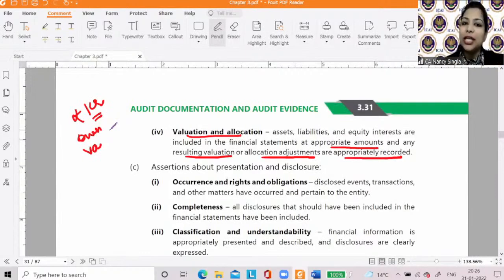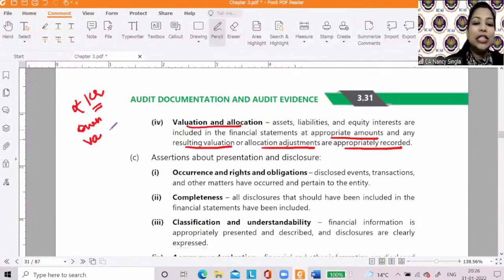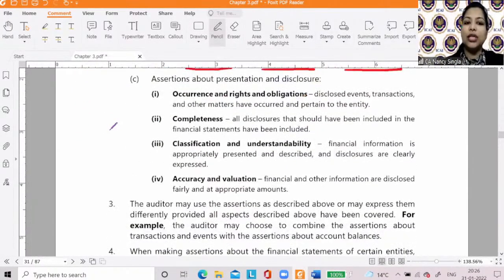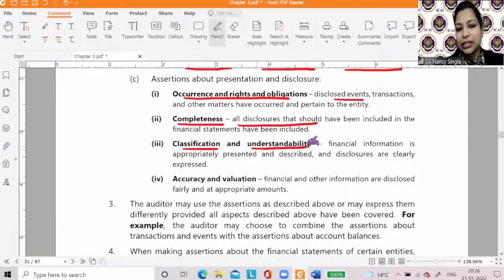And how will we be checking that? We will be checking that by performing what? Audit procedures. Okay? Assertions about presentation and disclosure. If any event has been disclosed, that has actually occurred. Okay? Completeness. All disclosures have been shown. Classification and understandability. If suppose a contingent liability is there, or if it is not there, everything has been properly shown so as to be understandable to the users of the financial statement, and accuracy and valuation. Clear? So these are the assertions.